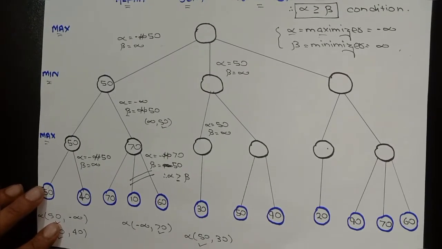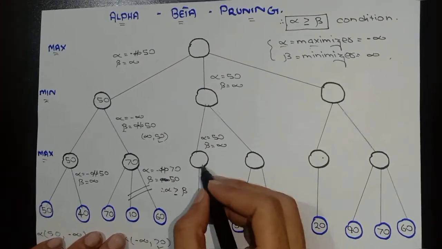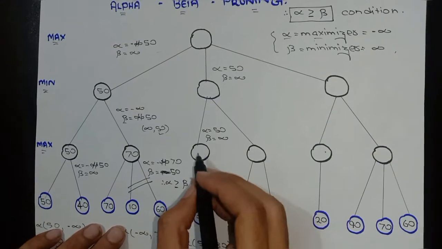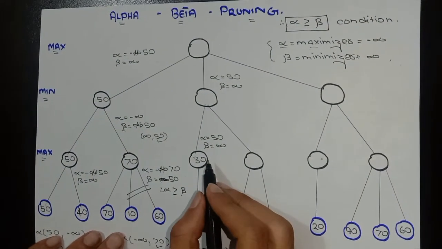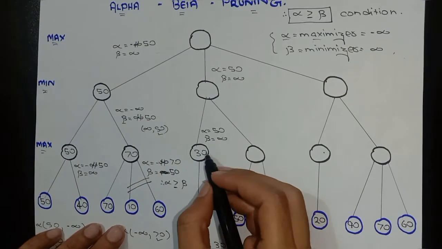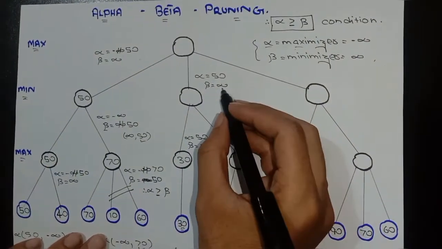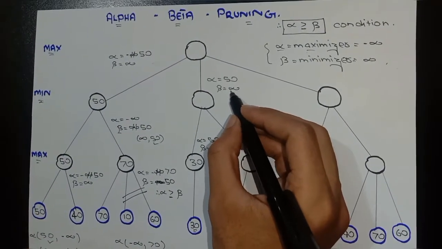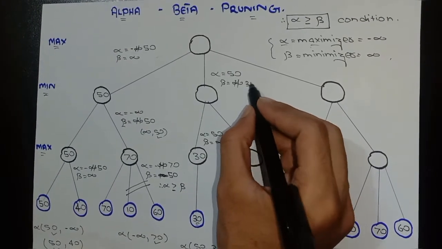Here is a very important point I'm telling you. Alpha is 50 and the node value is 30. So what is the bigger value? 50 is definitely bigger, but 50 is not present in this node, so I will not write 50 here. This node only has one value, which is 30, so I will write only 30 here. And I will consider the upper level.